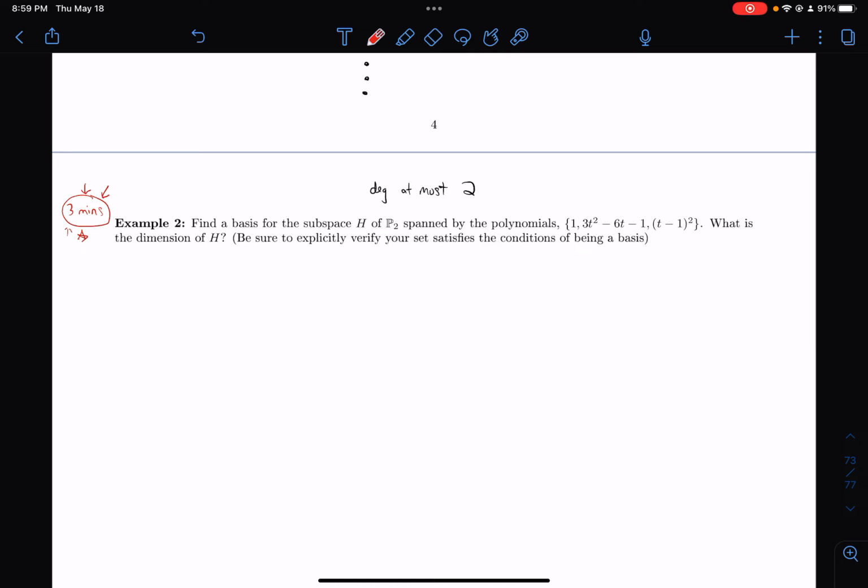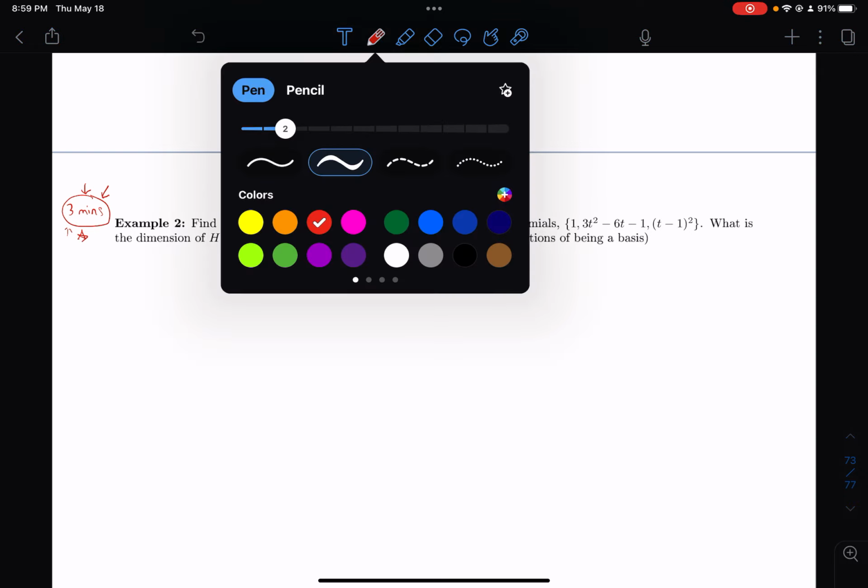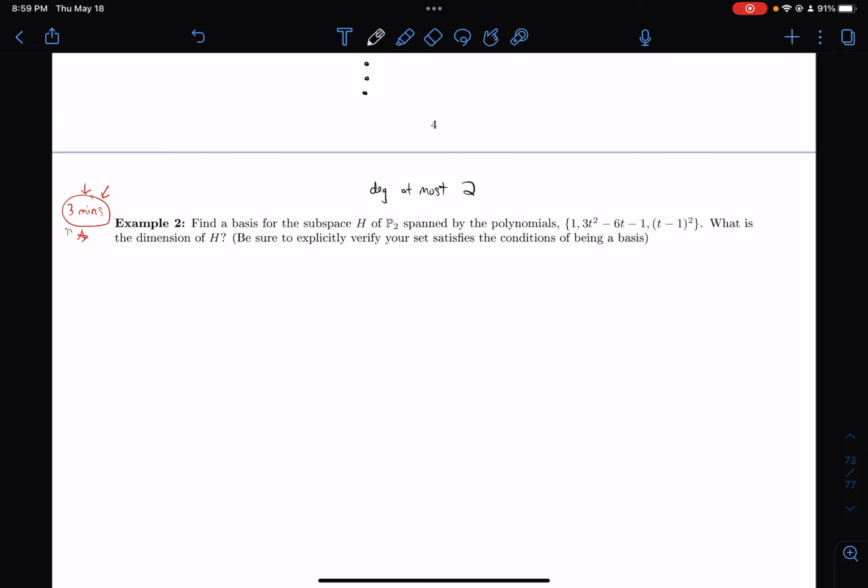All right, so hopefully you did that. Hopefully you paused the video to try it. Let's talk about it now together. So one of the things I can do if I'm not working with vectors is convert them to vectors using coordinate vectors. So let's convert these things to coordinate vectors.